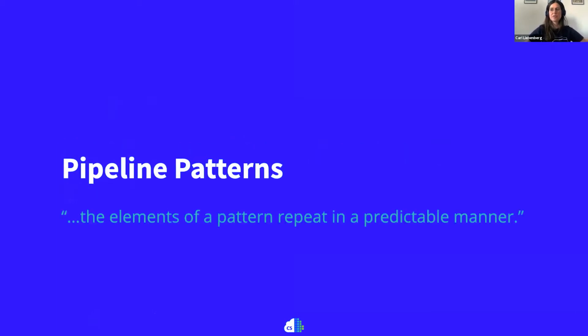I'm starting with this concept of pipeline patterns, and how I'm thinking of it is the elements of a pattern repeat in a predictable manner. So starting to break down parts of pipelines in a way that becomes like a language, where when you say certain things, you know what that part of the pipeline is going to do.